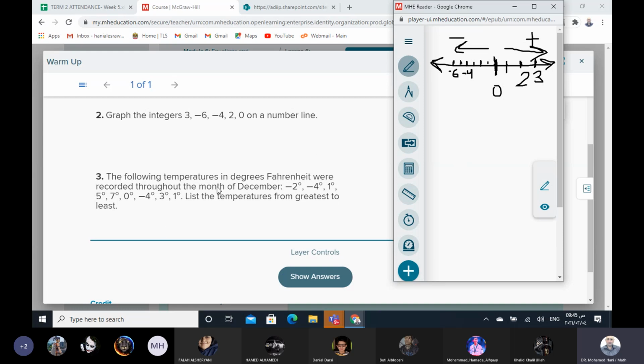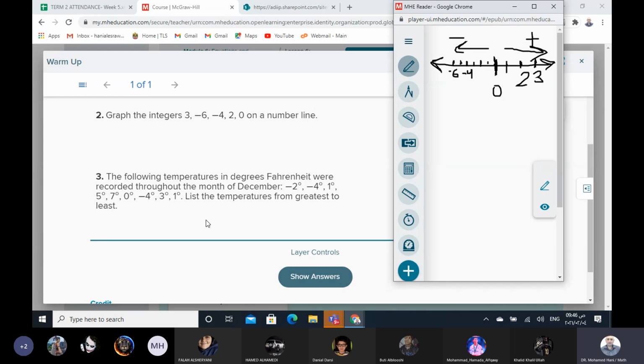The following temperatures in degrees Fahrenheit were recorded throughout the month of December. Here we have minus 2 degrees, minus 4 degrees, 1 degree, 5 degrees, 7 degrees, 0 degrees, minus 4 degrees, 3 degrees, and 1 degree. List the temperatures from greatest to least. We want to order these temperatures from big value to small value.